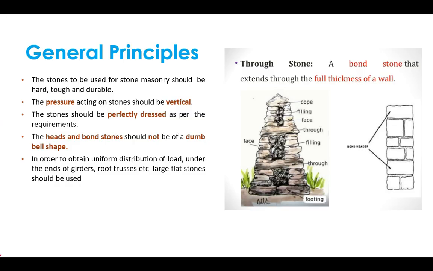There are certain general principles to be followed in stone masonry construction. First, the stones used for stone masonry should be hard, tough and durable. Second, the pressure acting on the stones should be vertical. The stones should be perfectly dressed as per the requirements. The headers and bond stones, otherwise called through stones, should not be of a dumbbell shape, like this almost. In order to obtain uniform distribution of load under the ends of girders or large beams, roof trusses, etc., large flat stones should be used.